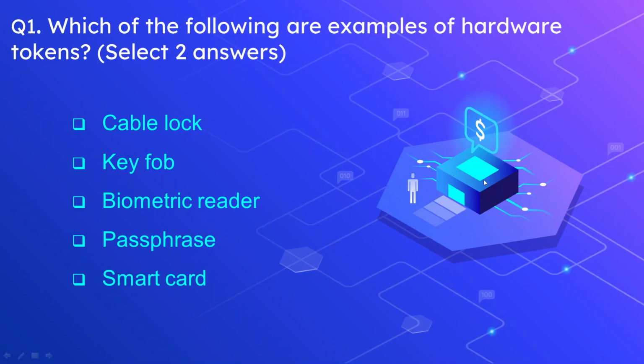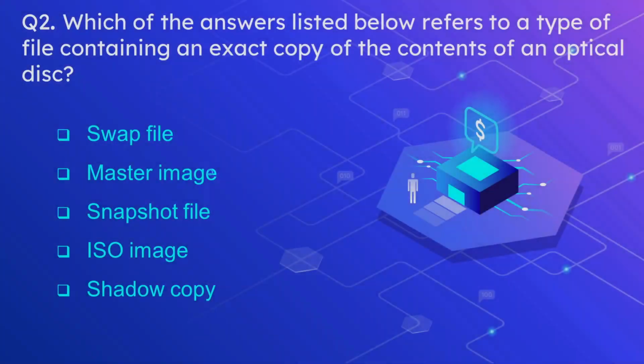So question number 1 is, which of the following are examples of hardware tokens? Select two answers. The options are cable lock, key fob, biometric reader, passphrase and smart card. And the correct options are key fob and the smart card.